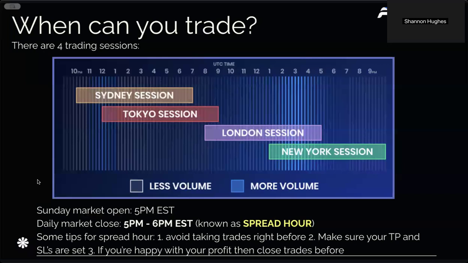So depending on where you are in the world, that's when the Sydney session opens and starts. If you're in the UK, that's 10 p.m. If you're in Europe, that's 11 p.m. So on and so forth.